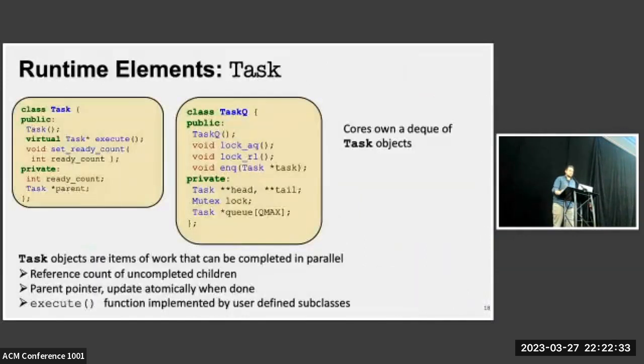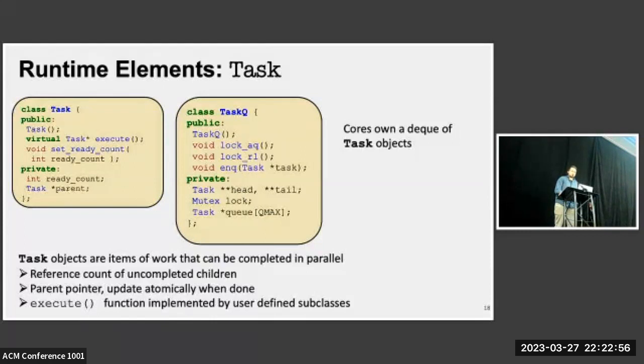So how do we build this? Well, the basic element of this runtime is the task object itself. These are the work items that can be completed in parallel. Each one has a reference counter, which is the number of uncompleted children, a parent pointer to which the child updates atomically when it completes, and a virtual execute function that user-defined subclasses can override.